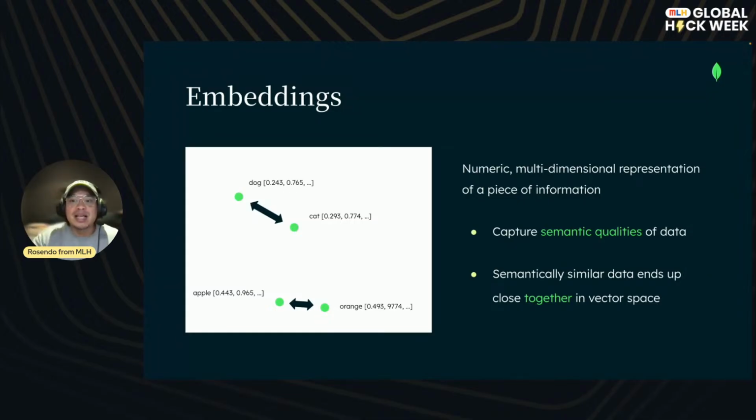This information can be anything. It can be text, it can be images, it can be audio or video. But what's special about this array of numbers, or vectors, is that they capture semantic qualities of the data, essentially characteristics of data that capture the meaning or the essence of it. So this way, if you were to plot your data in this higher dimensional space, semantically similar data, or data with similar meaning, ends up really close to each other.